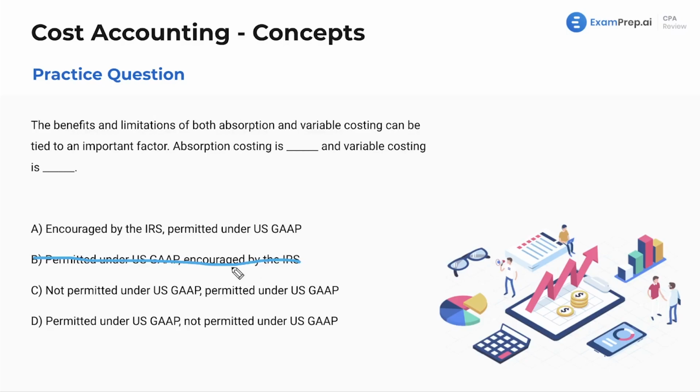And variable costing as well is not allowed under US GAAP. So permitted under US GAAP, permitted under US GAAP. I, again, would cross off letter A and letter C. So we could have figured that out just based on variable costing. However, absorption costing is for sure permitted under US GAAP. These are two costing methods.